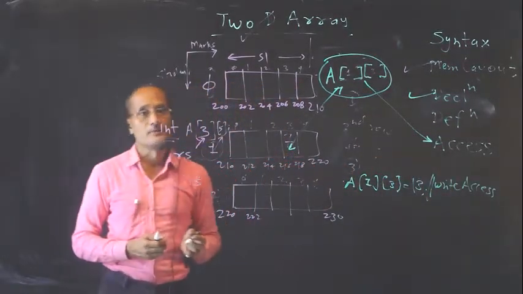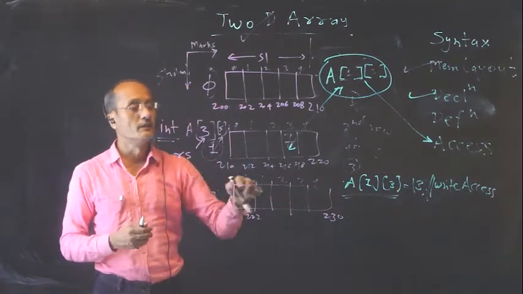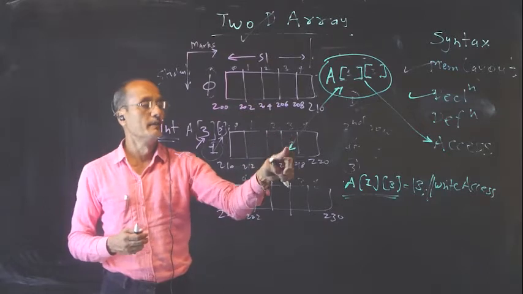Right, access is taking place. Meaning, whatever is there already in A[1][3] will be overwritten with the value 13. So what will come over here is 13.